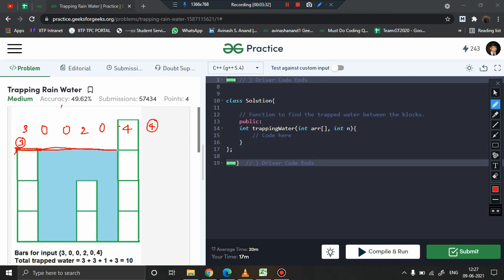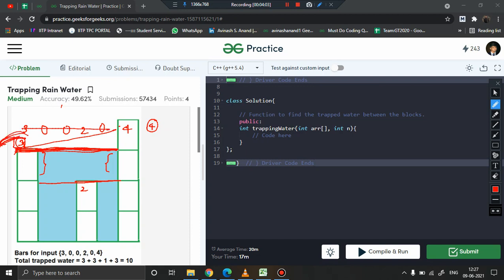So do you think water will be restricted to this level, height 2? Definitely not. Why? Because we still have space left between these two towers, right? The height of this tower is 3 and the height of this tower is 4, which means we can accommodate more water in it. So the maximum water that can be accommodated here will be till this level, right? It will not be here. The water will never rise like this, nor will it come here, because it would lead to overflow.